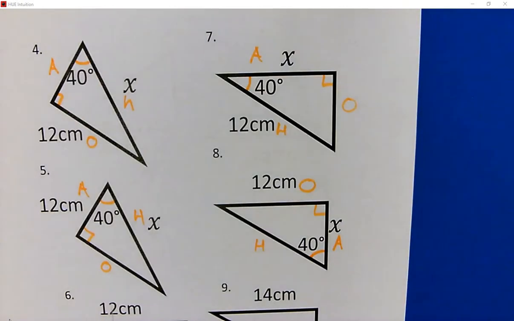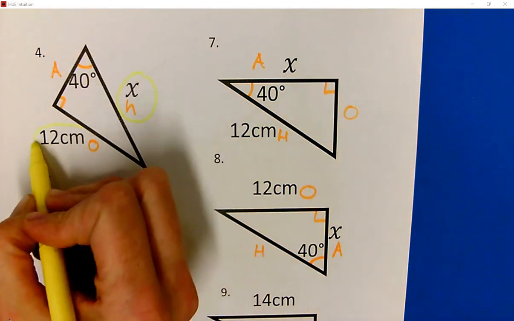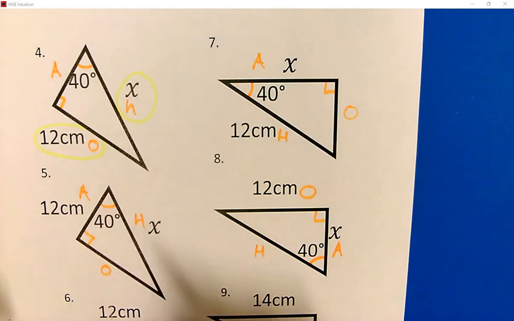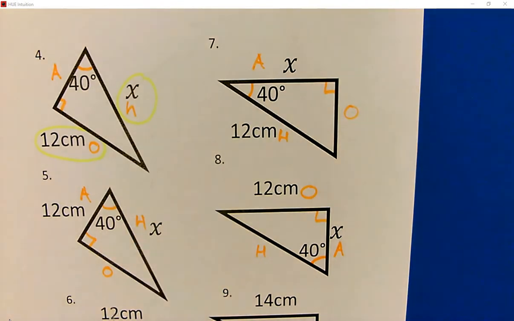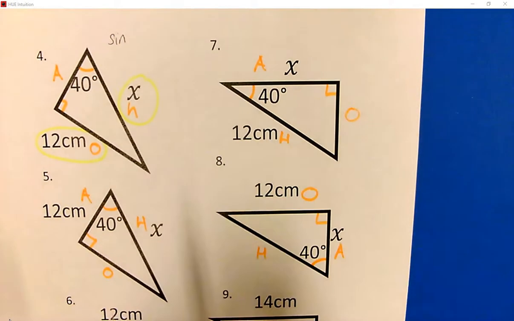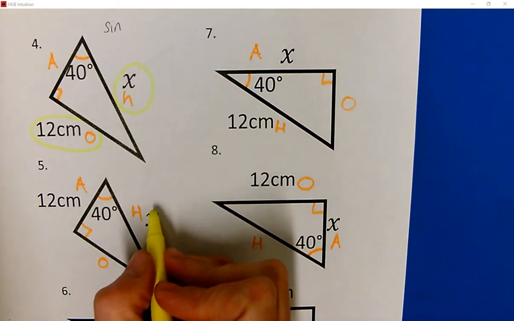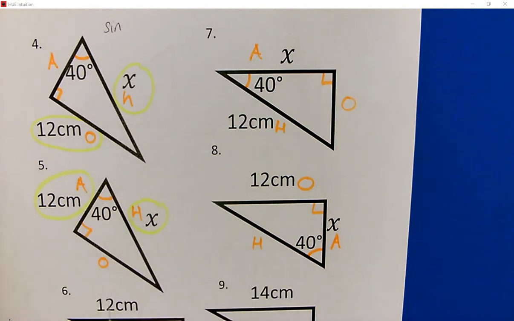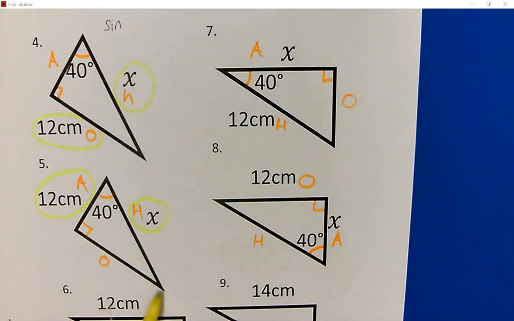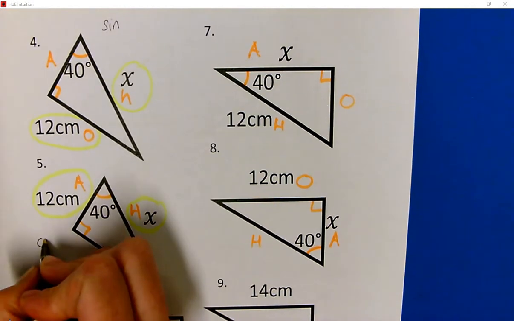Right, so for this first triangle, numbered 4, we have got an x on the hypotenuse side and we've got 12 on the opposite side and nothing at all on the adjacent side. So that is SOH. So we're going to use sine for that one. Just write down sine. Now for this one down here, we've got an x labelled on the hypotenuse and we've got a 12 labelled on the adjacent side, and nothing at all on the opposite side, so A and H is CAH, so we use cos for that one.